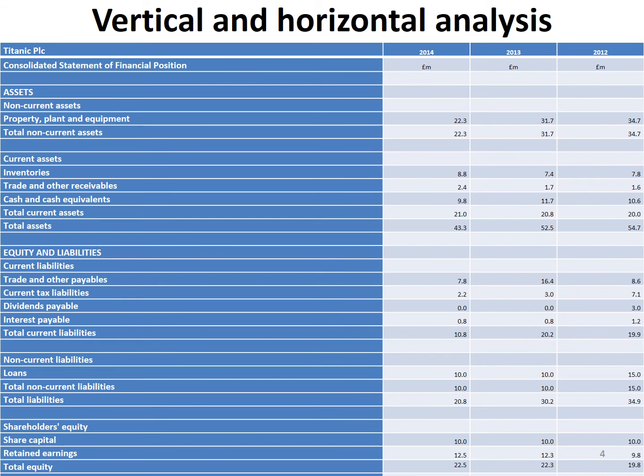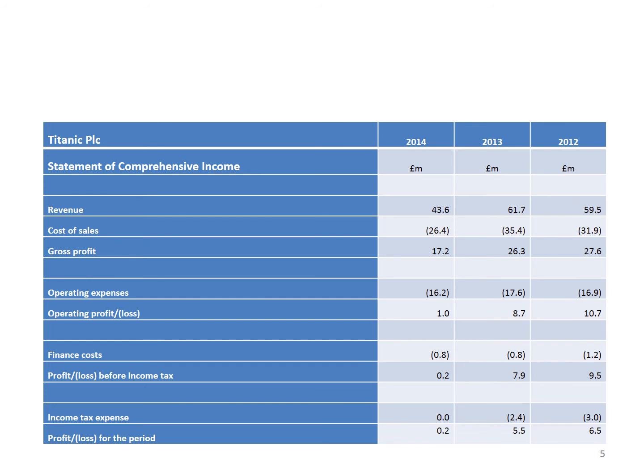Just have a closer look at it. Now you can see an income statement. In the income statement also, you will see years 2014, 13 and 12, with revenue, cost of sales, gross profit as the line items. So in vertical analysis, what will happen? Revenue will be the basis, 43.6, and as a percentage of revenue, all other items will be depicted.